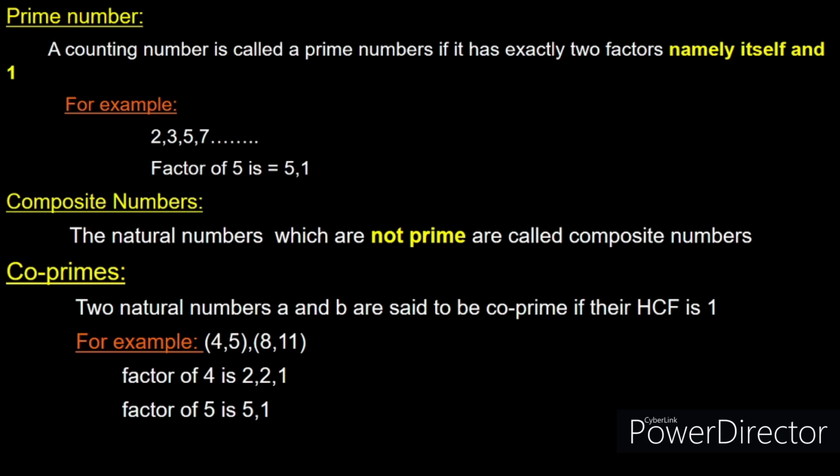Let's take 11. For example, 8 is divisible by 4, 2 and 1. For 11, the factors are 11 and 1. So the common one is 1. So when the HCF is 1, those numbers are co-prime numbers.